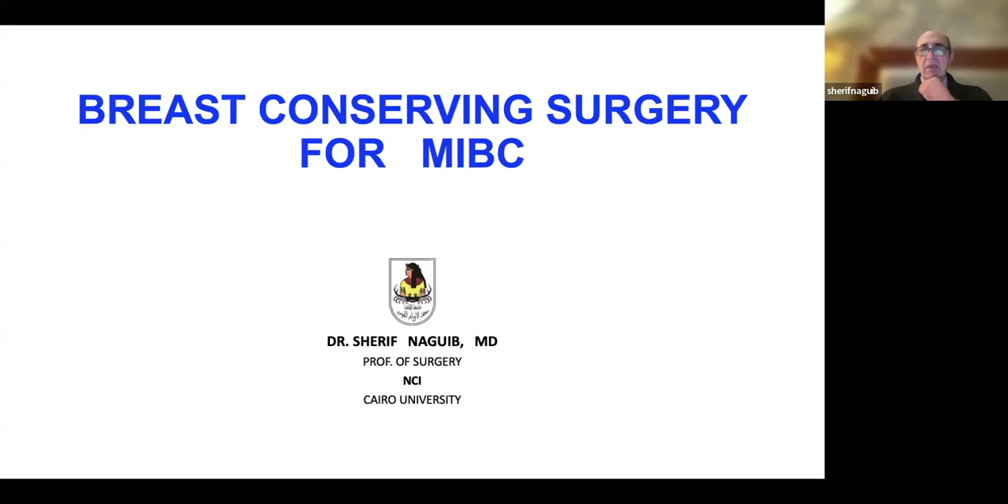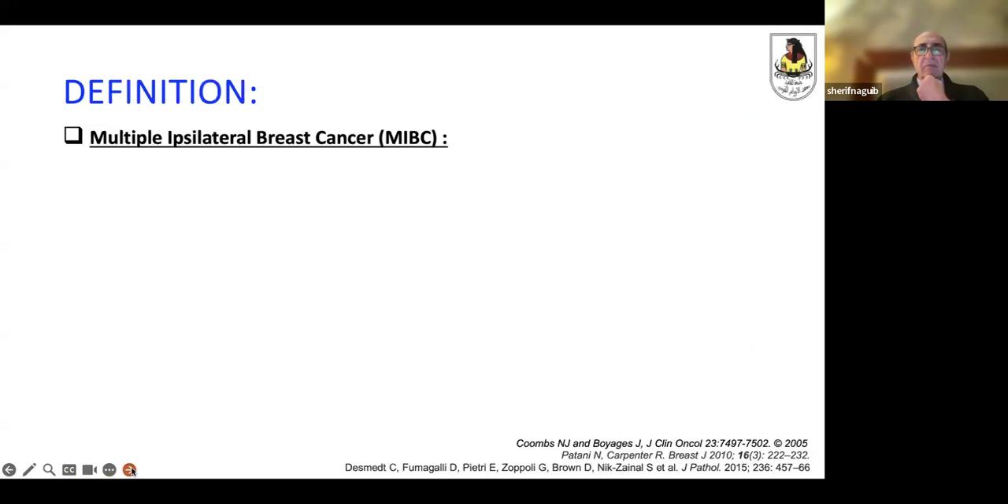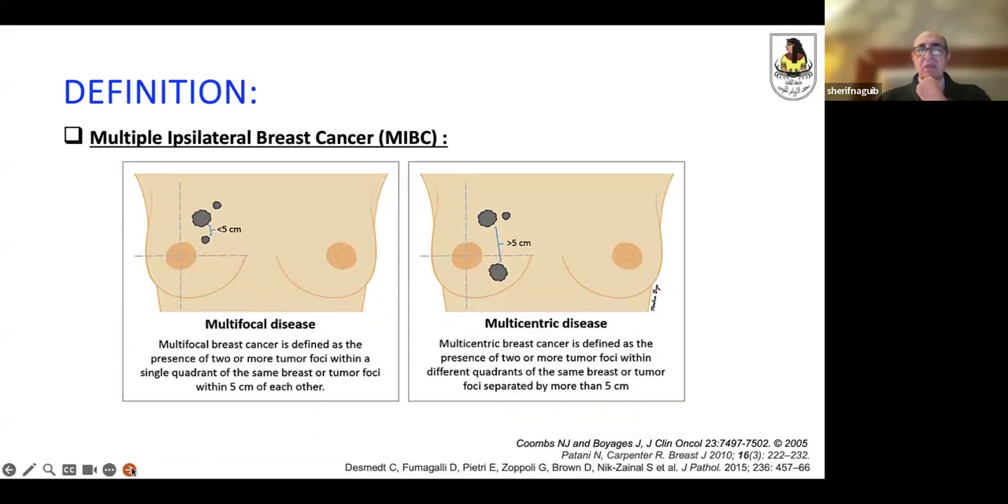My name is Sherif Naguib, and I'm a professor of surgery at the National Cancer Institute of Cairo University. Now, to start, let's try and see what is the definition of multiple ipsilateral breast cancer. Multiple ipsilateral breast cancer is defined as multifocal or multicentric disease.